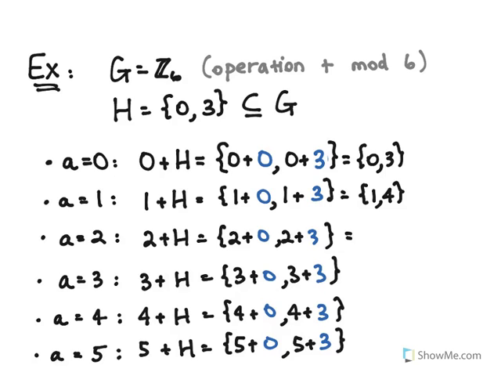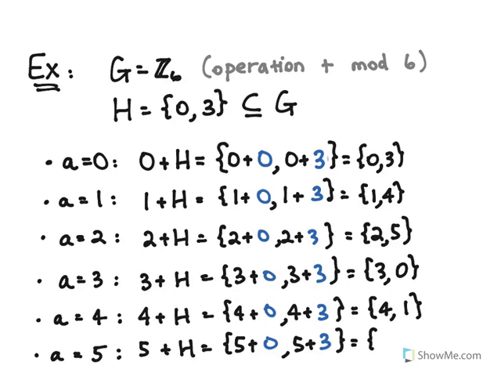The coset 2 plus H contains 2 plus 0 and 2 plus 3. So in other words, it contains 2 and 5. Here's kind of an interesting one. The coset 3 plus H contains 3 plus 0, so 3. And it contains 3 plus 3, which is 6. But remember, we're inside the group Z6 here, so 6 is the same thing as 0. The coset 4 plus H contains 4 plus 0 and 4 plus 3, which in this group is 1. And lastly, the coset 5 plus H contains 5 plus 0, which is 5, and 5 plus 3, which in this group is 2.